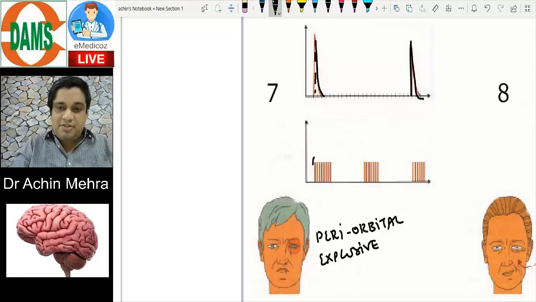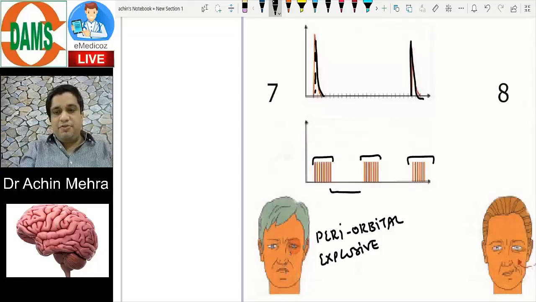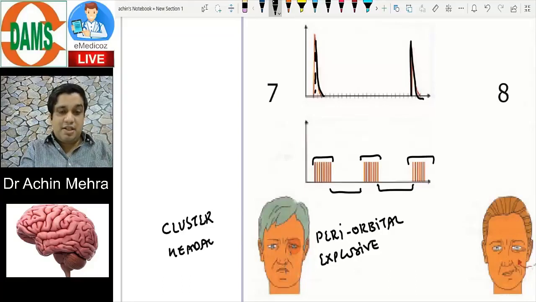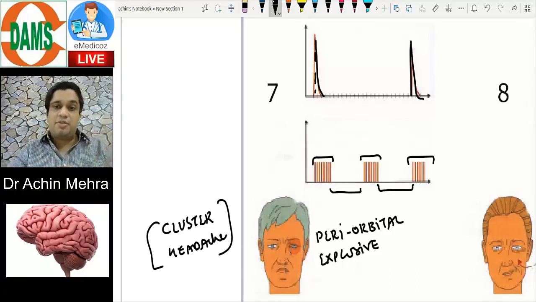And there were attacks which happened together like this, and there was a time span of many years, or maybe 1 year we can take, in which the patient did not have any headache. Yes, so this is a classical description of what? A cluster headache, in which the pain occurred regularly in a time span, and then there was a big time where there was no headache at all. So attacks occurred in clusters. So the word applied here is cluster headache, right?